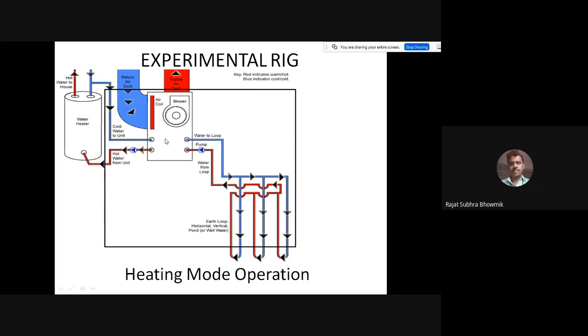Now this other cycle is the ground loop. This is rejecting the heat. This water becomes cold. Now this cold water is circulating through the ground and taking heat from the ground, and this water becomes hot. Now this water, taking heat from the ground, is extracting it through the heat exchanger and delivering it to this refrigerant. That is the heating mode.